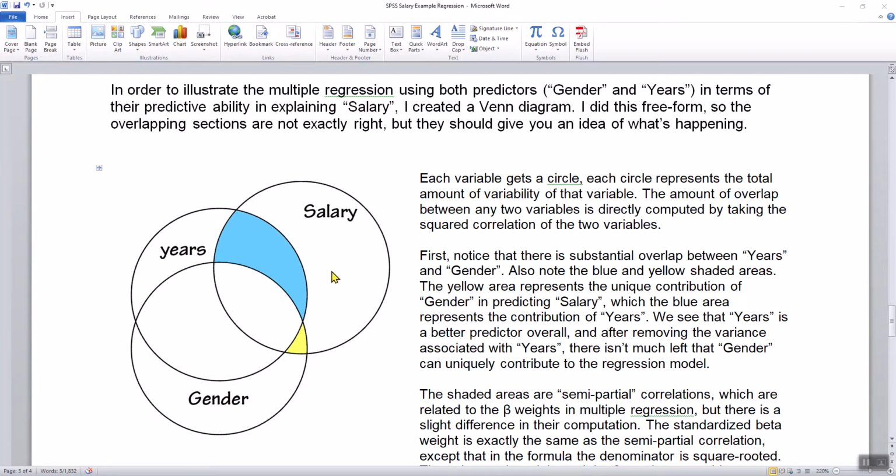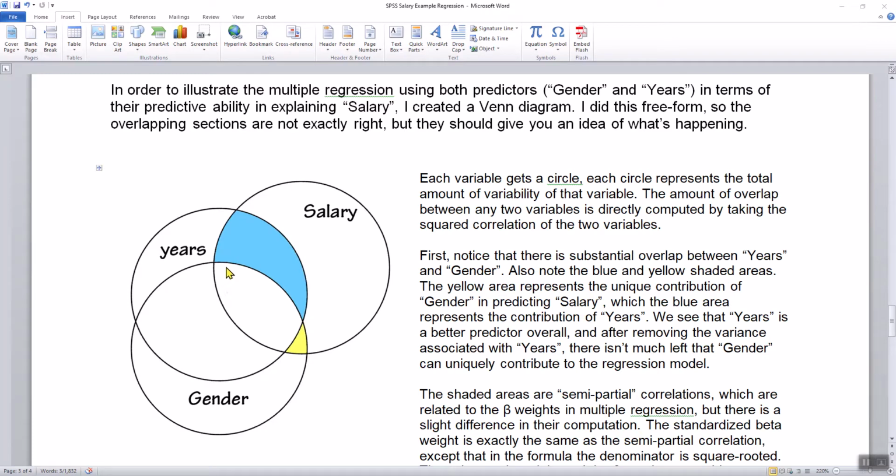We have the association of both of these predictors with the outcome of salary. And I've set it up so that we've got two different shaded regions, the yellow and the blue. What we're looking at is essentially the independent contribution that gender has in terms of predicting salary, and the independent contribution that years have with predicting salary.